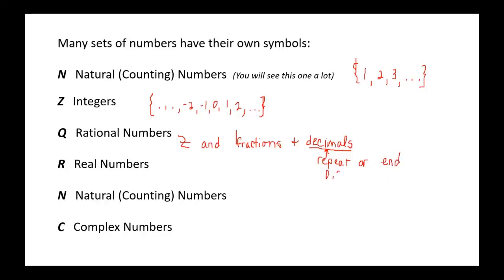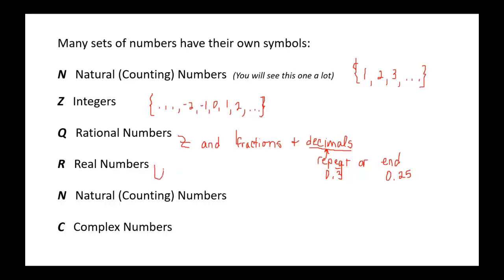So like this one could be 0.3 bar, or it could be 0.25. All right, so if it's a decimal, it has to be a repeating decimal or an ending decimal. Now, real numbers include all of the numbers that we ever work with outside of algebra. They include all of the natural numbers, all of the integers, all of the rational numbers, but they also pick up the decimals that don't repeat and don't end, like pi.